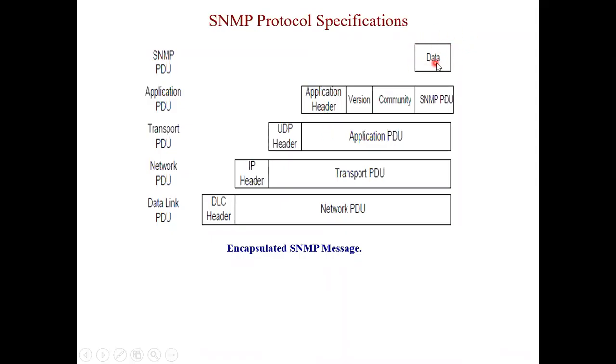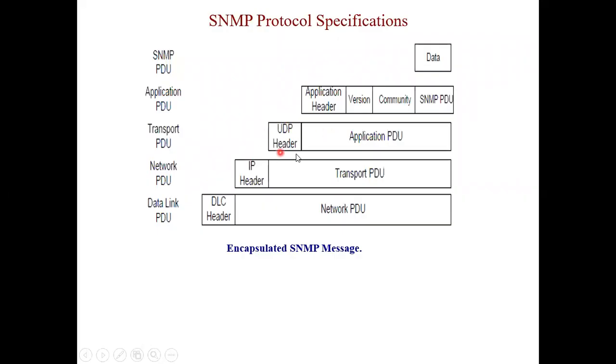Here is my SNMP data. This data is nothing but those 5 sets of commands. To it, in the application layer, I am adding the community name, the version, and the application layer is adding its own header. So this entire thing becomes the application PDU. When it comes to the transport layer, we know in SNMP we use only UDP for communication. So the transport layer adds the UDP header over here.